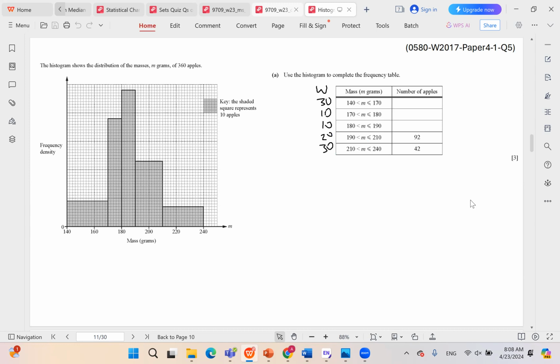Here we are given a key. The shaded square represents 10 apples. So 5 small boxes represent 10 units. 1 small box will represent 2 units. So here we have 9 boxes. So this is 18 units. So the height here is 18.